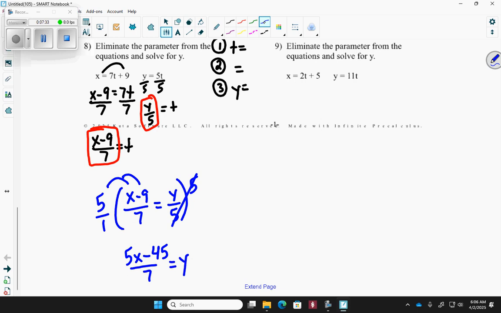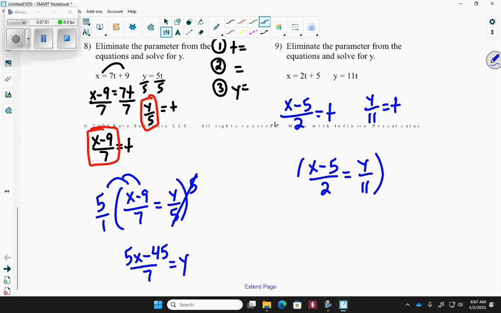There we go. All right, same concept for question number 9. It would be, let's see, x minus 5 over 2 is equal to t, and then y over 11 is equal to t. All right, set them equal to each other, x minus 5 over 2 equals y over 11, multiply the whole thing by 11. That cancels that out. That's basically 11 over 1. Final answer is 11x minus 55 over 2 is equal to y. There we go. Moving on.